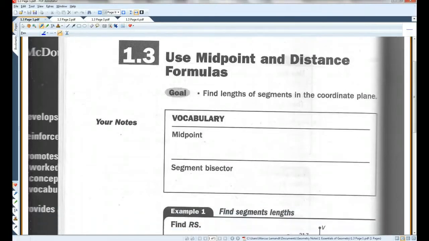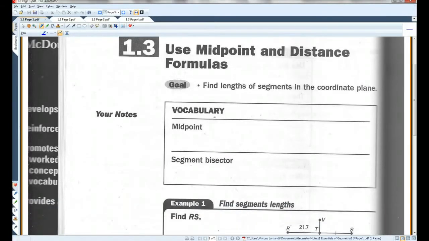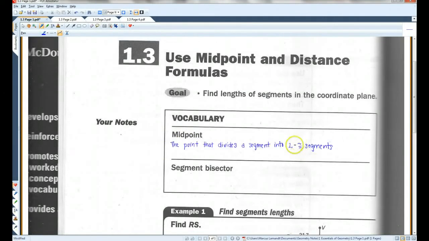Alright, a midpoint is a point that divides a segment into two congruent segments. It divides a segment exactly in half. Just a reminder, this little symbol here means congruent.